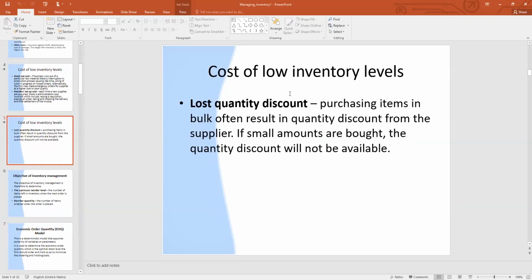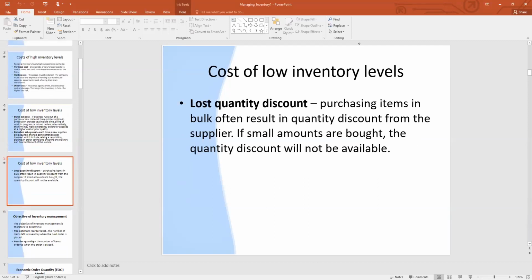I assume this is where we are, the cost of having high discount, the cost of having high inventory, the cost of having low inventory balances. We discuss all these. Okay, not all, because we were there on the lost quantity discount. On the lost quantity discount? Yes. Okay. Thank you. Okay, maybe a simple recap of what we discussed then.